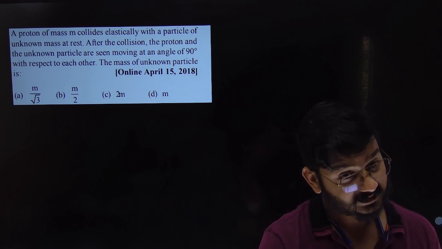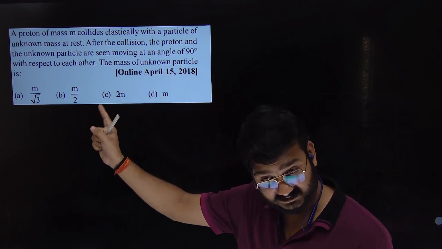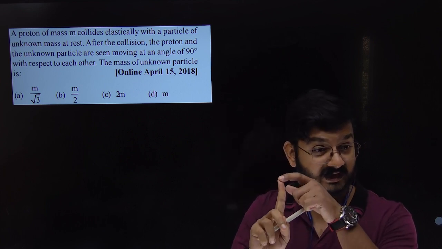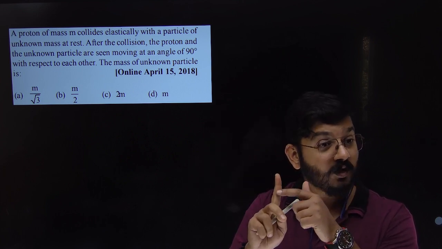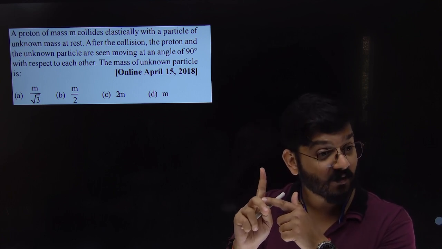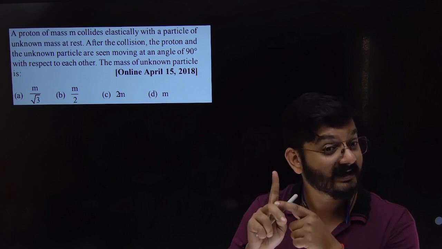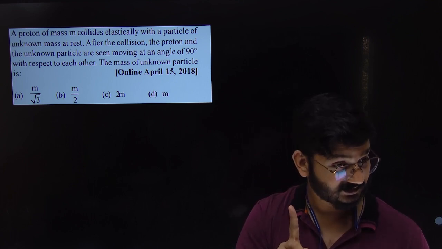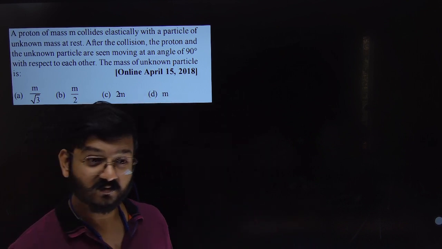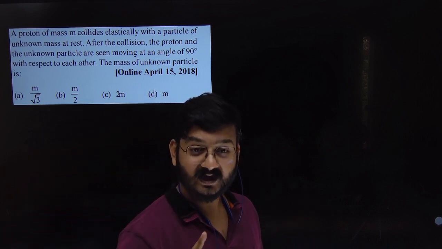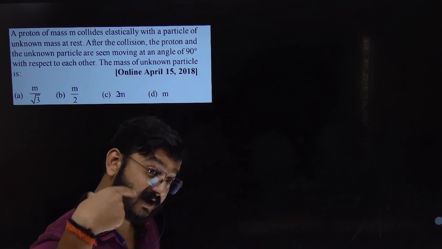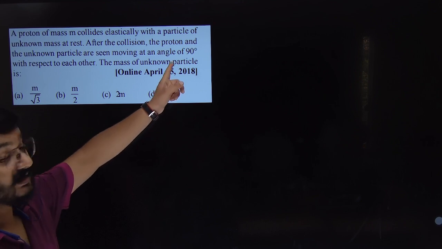You're hitting that ball at rest with a ball of the same mass, and elastic. Listen to the conditions. Collision is elastic. Both the objects are of same mass. Third condition, one of the objects is at rest. Then after the collision, both of them will move in two different directions with an angle of 90 degrees between them. So here it is already mentioned that the angle is 90 degrees.